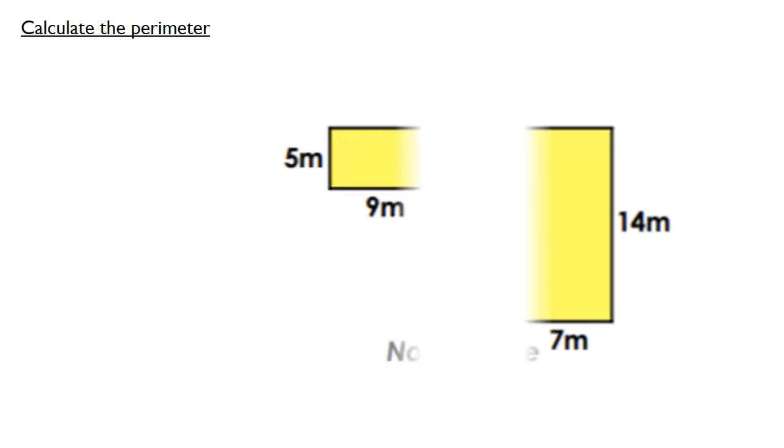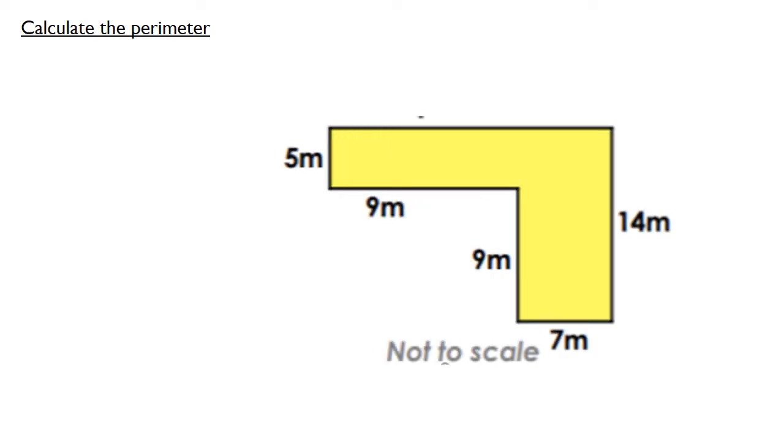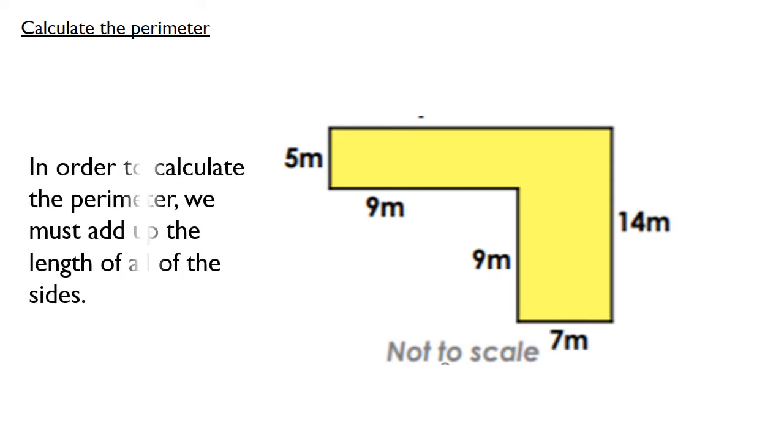So the next topic we covered was calculating the perimeter. So here we have a shape, a 2D shape, and we know that in order to calculate the perimeter, we must add up the length of all of the sides. So we have most of the sides measured out here, but we do not have the top side. We do not know the length of the top side. So how would we go about working out the length of this side?